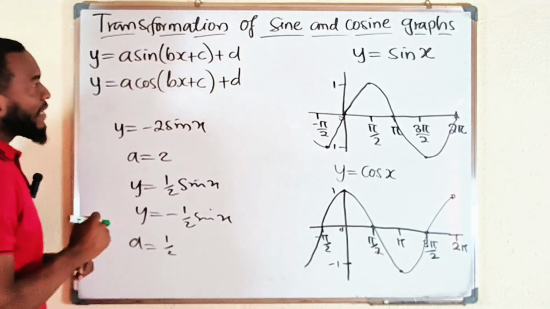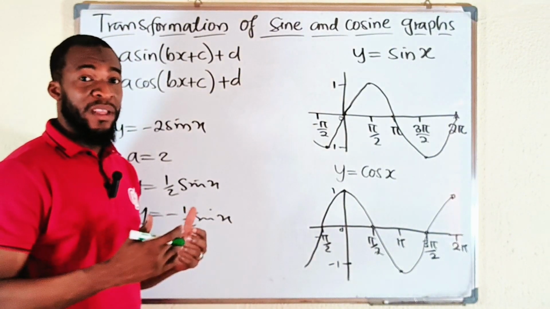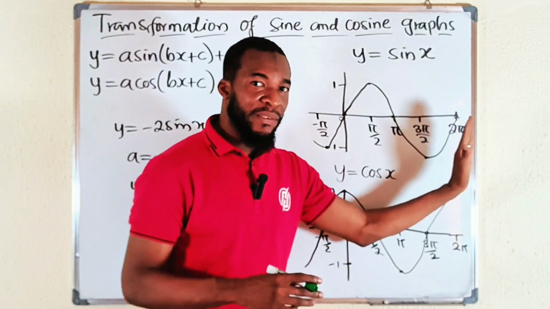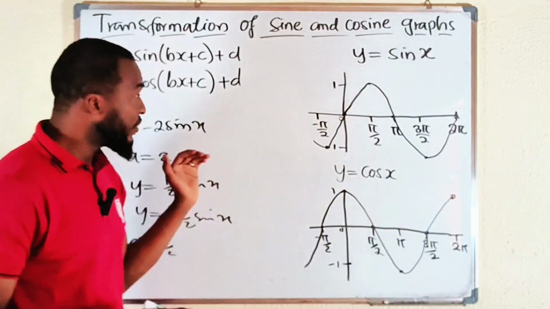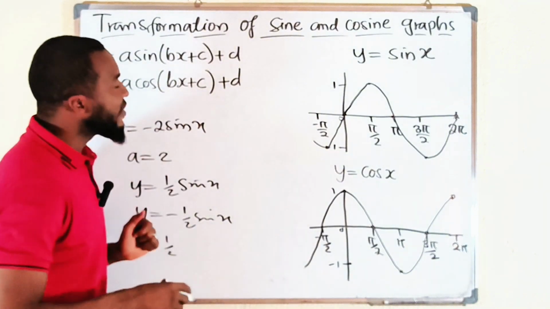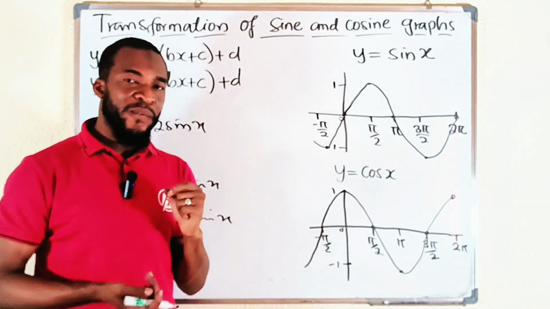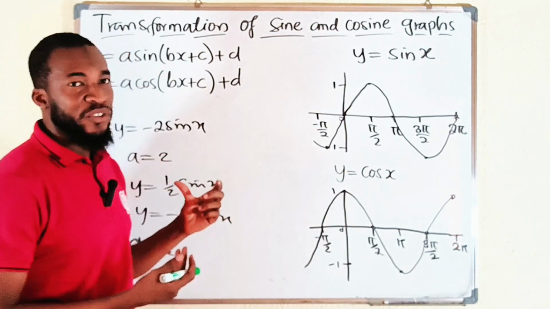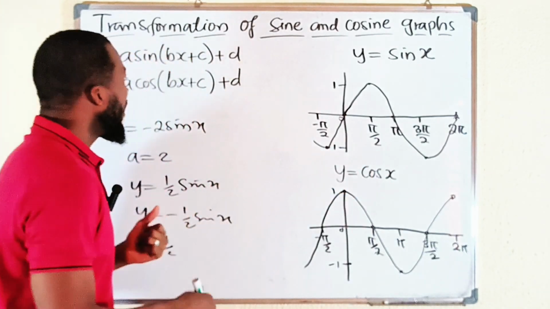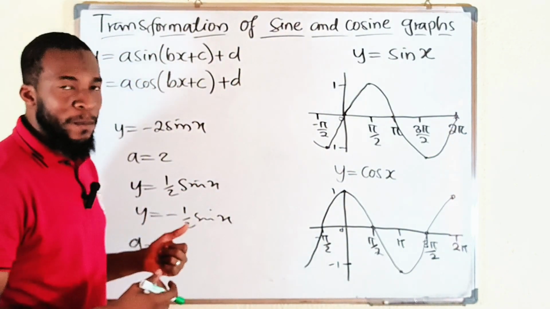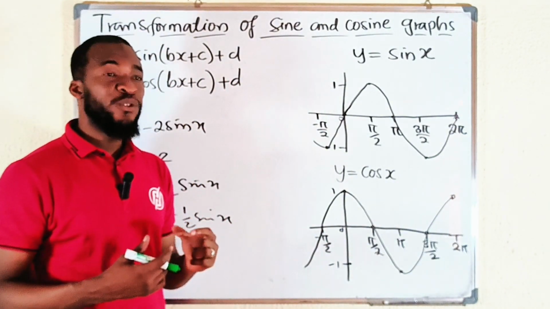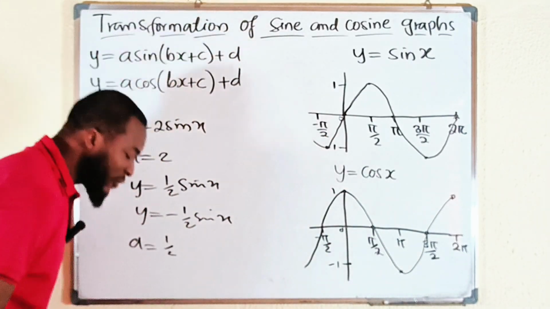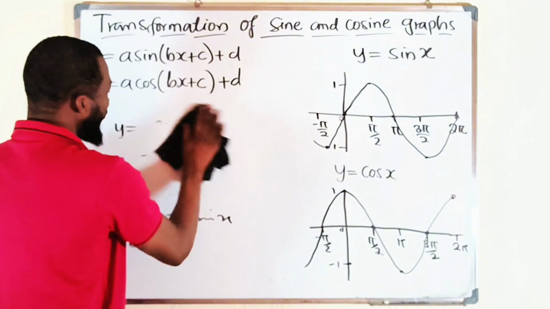Then b together with c will show you the movement, that is the horizontal shift. Sometimes your graph may be shifted either to the left or to the right horizontally. So if you take the whole of bx plus c, you set it equal to 0 and solve for x. That value of x will determine the number of units your graph will be shifted either to the right or to the left. Then d, I've explained that already. It determines the number of units your graph will be shifted above or below. That is the vertical shift.